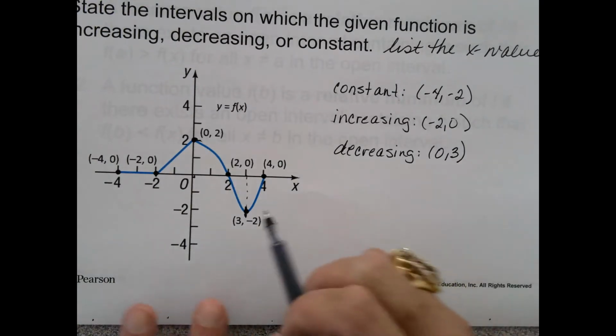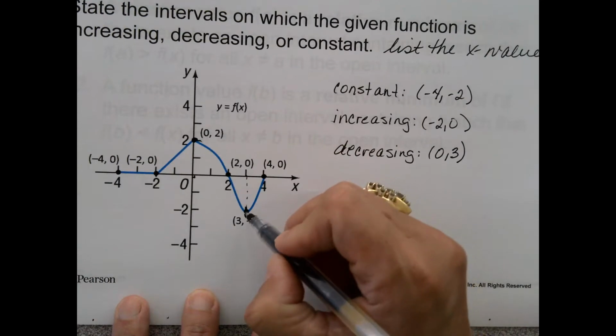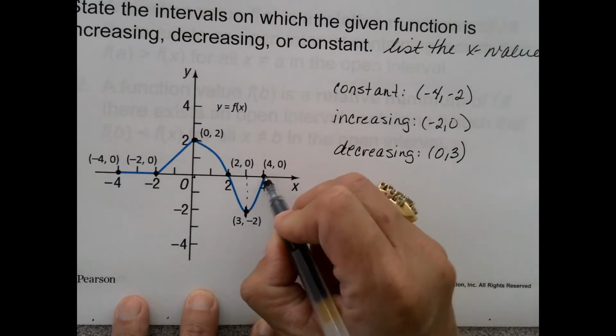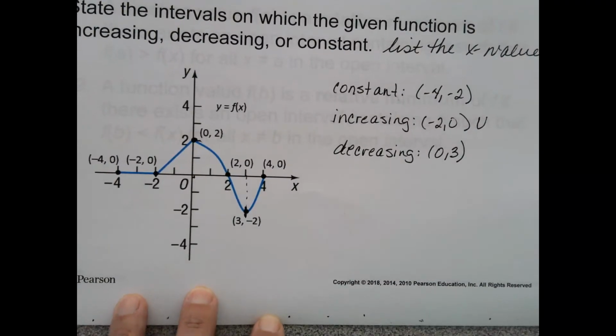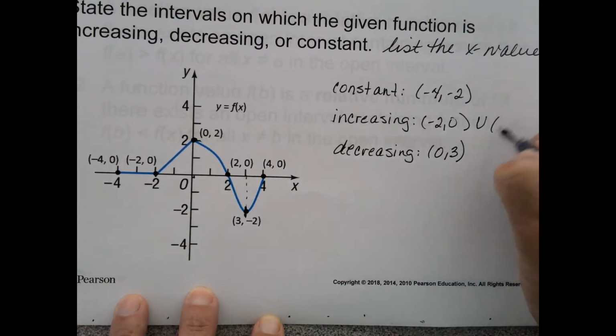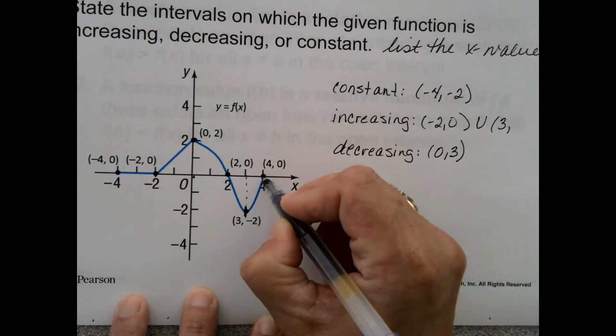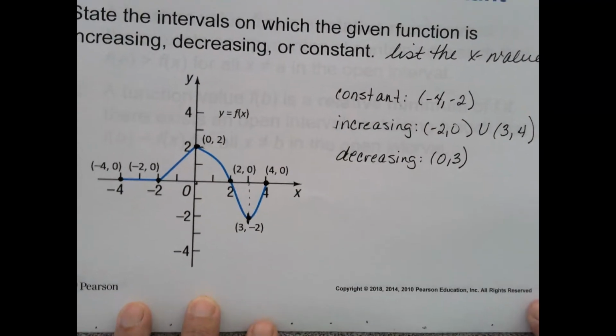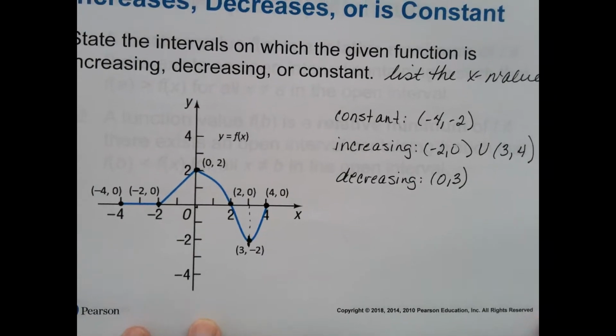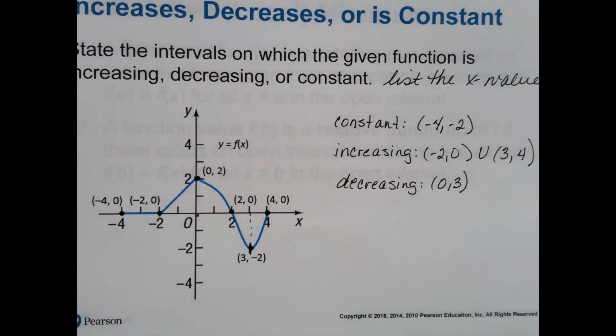And then finally, once we hit x is equal to 3, we trace the rest of the curve. It's moving upward, so that's another increasing piece. And so I'll put my union symbol here, meaning or, starting at x is equal to 3 and going to this x value right here, which is 4, the function is increasing. So that's visually what it means for a function to be either constant, increasing, or decreasing. We list the x values over which the function has those characteristics.